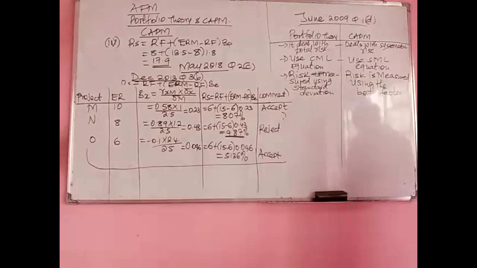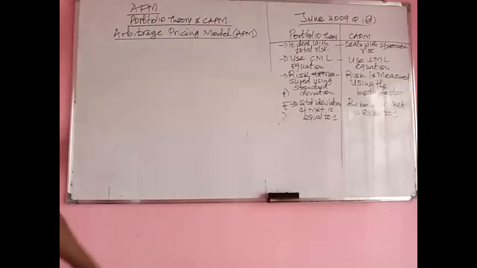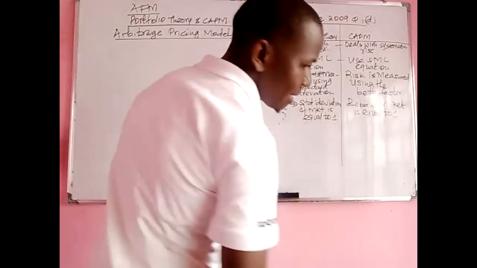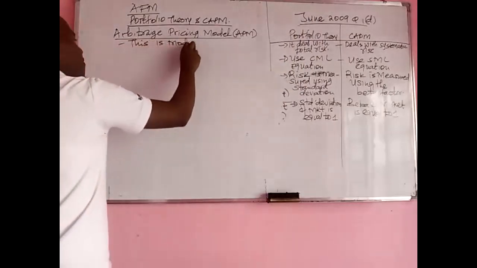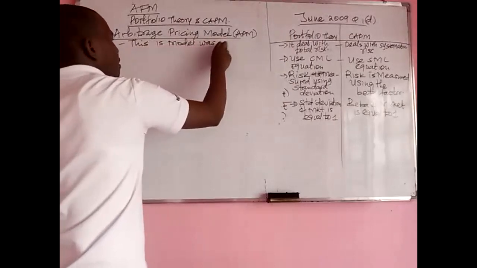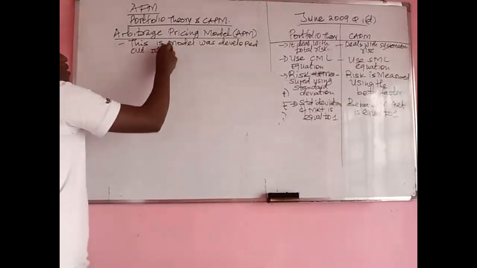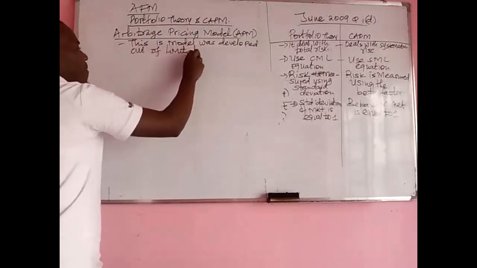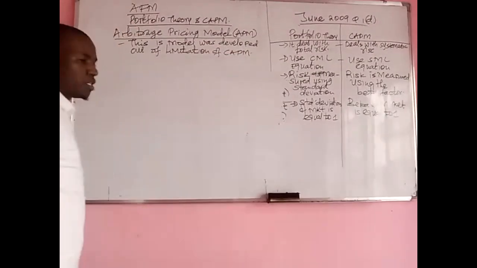So a different pricing model was developed out of those limitations of CAPM, where CAPM assumed that only one factor affects the security prices. But there are other factors that can affect security prices. So you write and say, this model was developed out of limitations of CAPM.